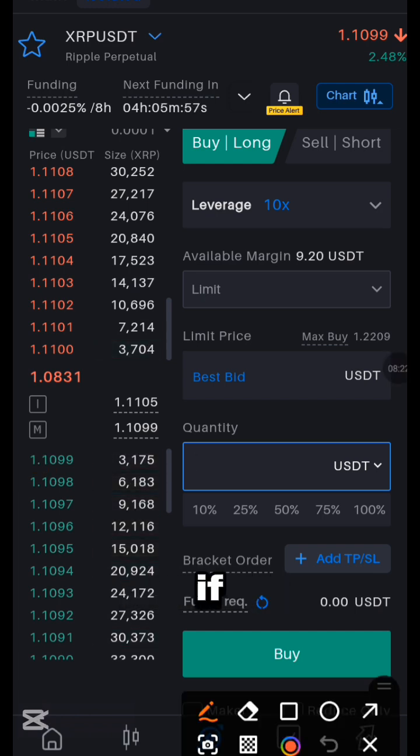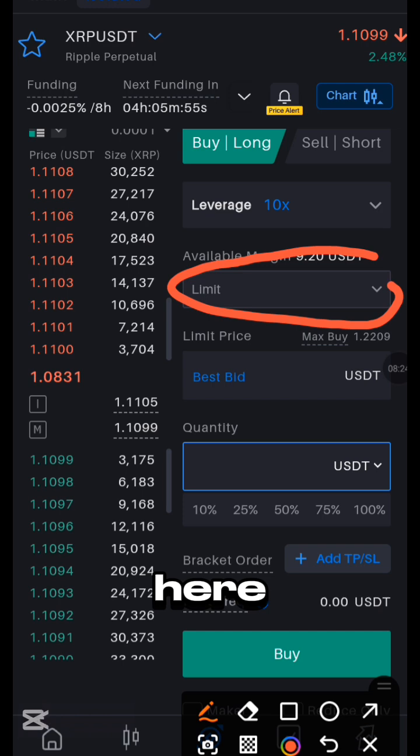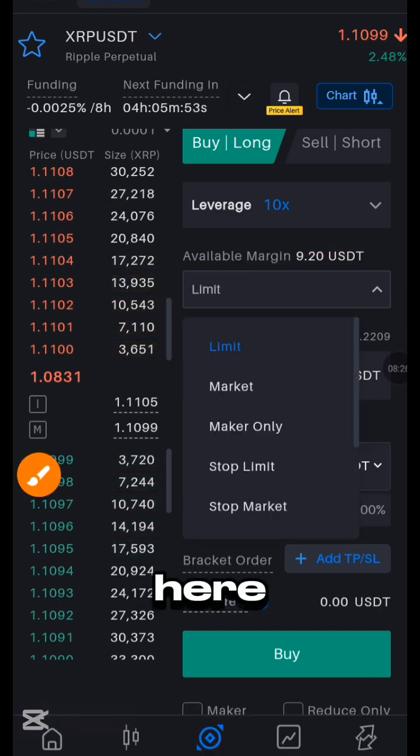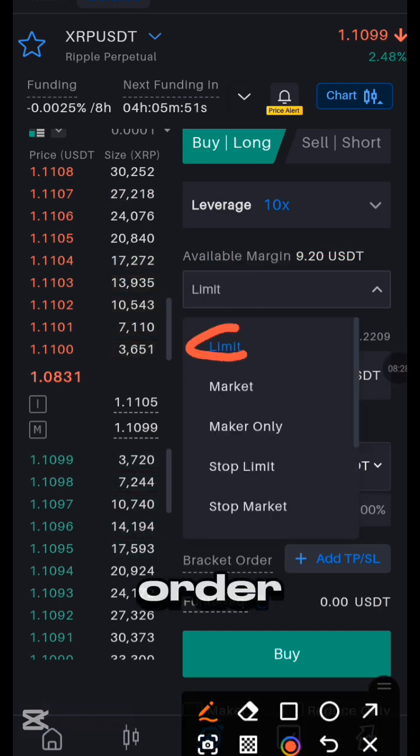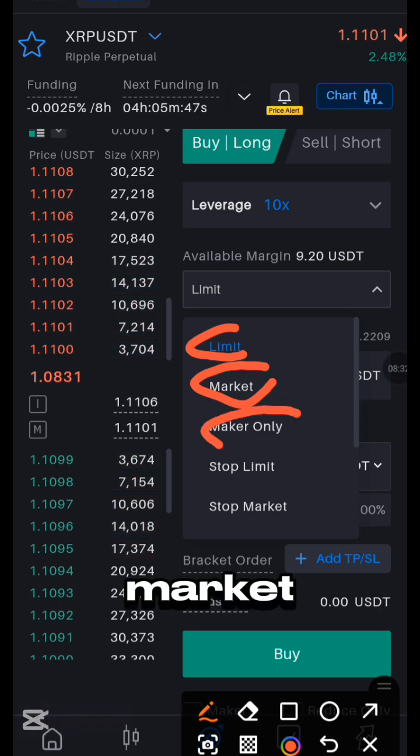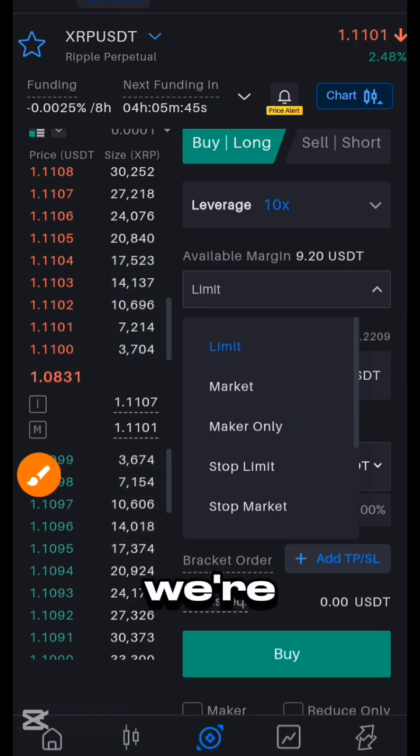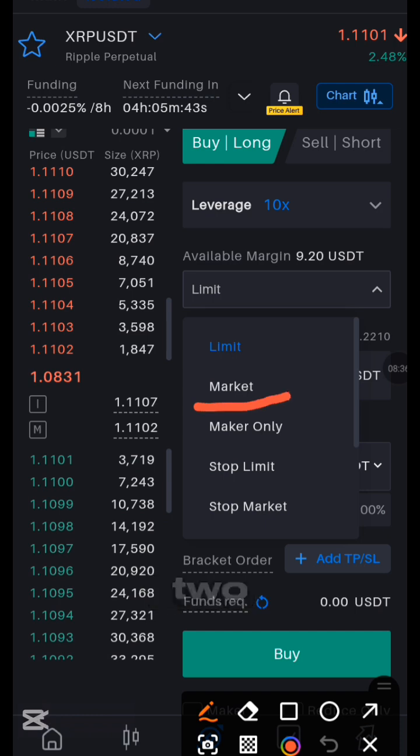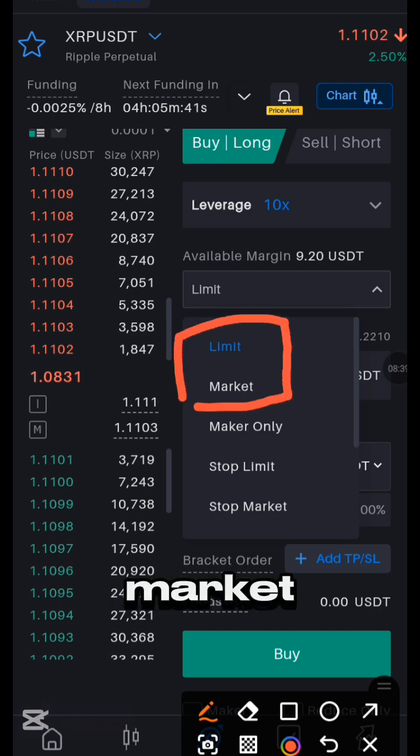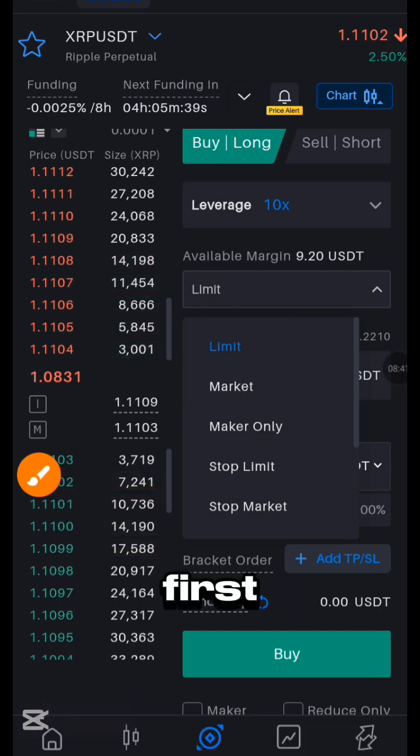If you click on your exchange right here, you'll see the limit order. If you click on it, you will see limit order and market order. There are other order types right here, but mainly we're going to be discussing these 2, market order and limit order. First of all, let's understand what a market order is.